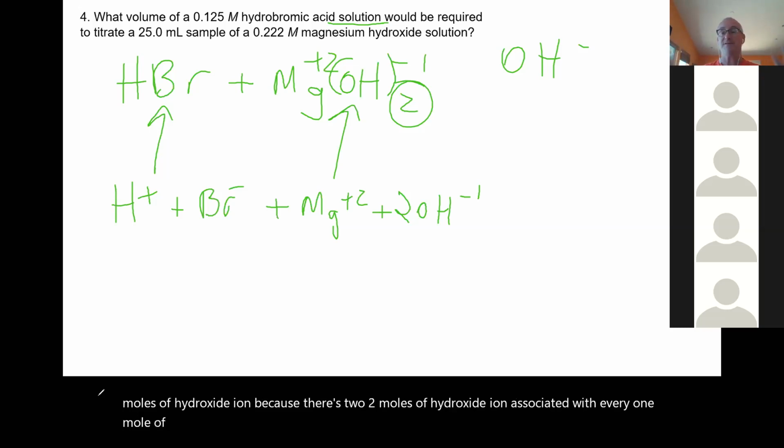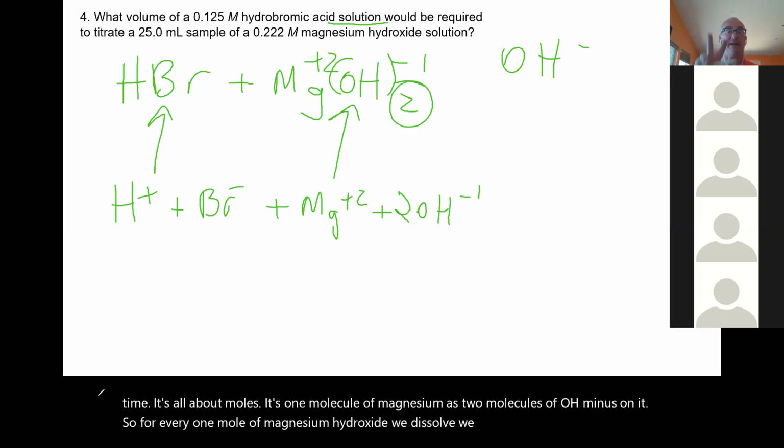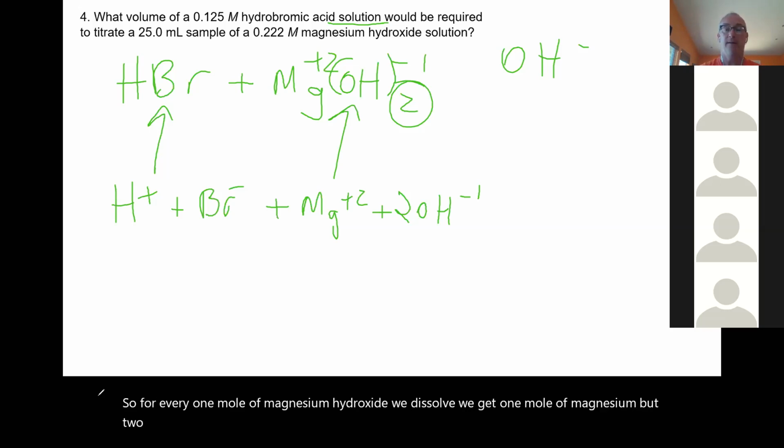That's why we just sort of bang on moles all the time. It's all about moles. It's one molecule of magnesium has 2 molecules of OH minus on it. So for every 1 mole of magnesium hydroxide we dissolve, we get 1 mole of magnesium, but 2 moles of hydroxide ion. And remember, our product is going to be water.